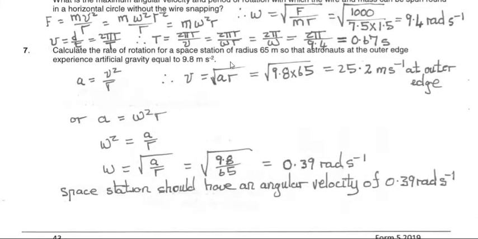Question 7. Calculate the rate of rotation for a space station of radius 65 meters so that astronauts at the outer edge experience artificial gravity equal to 9.8 meters per second squared. a equals v squared over r, therefore v equals the square root of ar, equals the square root of 9.8 times 65, equals 25.2 meters per second at the outer edge. Or a equals omega squared r, omega squared equals a over r, omega equals the square root of a over r, equals the square root of 9.8 divided by 65, equals 0.39 radians per second. The space station should have an angular velocity of this, and it should have a linear velocity of this.